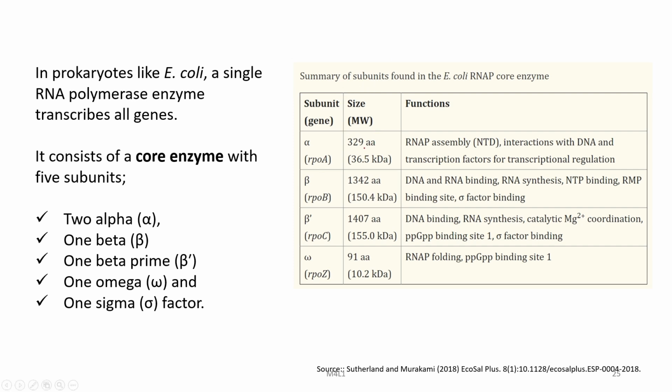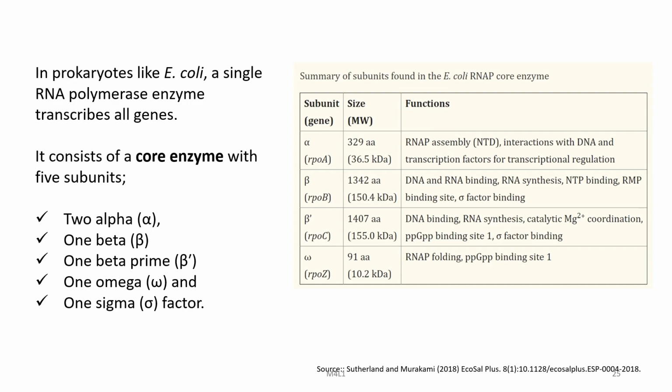Alpha is around 329 amino acids or 36.5 kilodalton. Beta is 150.4 kilodalton, beta prime is 155 kilodalton, and then omega is around 10.2 kilodalton, and these are the genes which produce these particular subunits of these enzymes. rpoA produces alpha, rpoB beta, rpoC beta prime, rpoZ the omega.